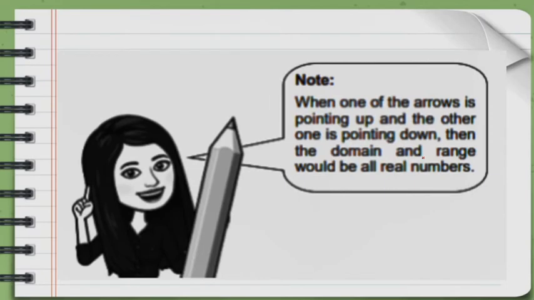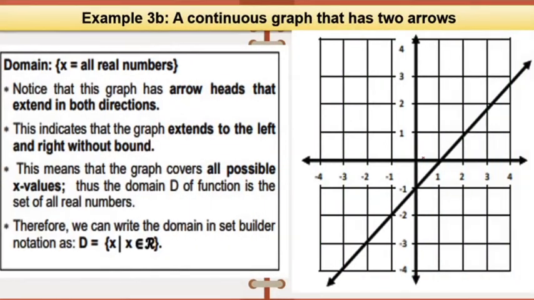So, when one of the arrows is pointing up and the other one is pointing down, then the domain and range would be all real numbers. So, kapag ganito, ayan, kung makikita nyo, straight line siya. Tapos, may arrowhead siya parehas. So, kung titingnan nyo, ito, nasa part na siya ng may mga negative. Tapos, dito naman sa pataas, may mga part na positive na yan.